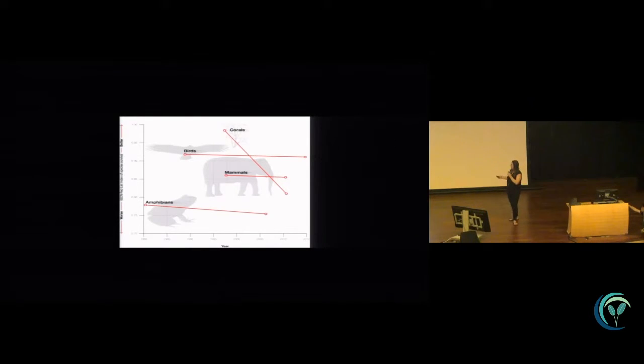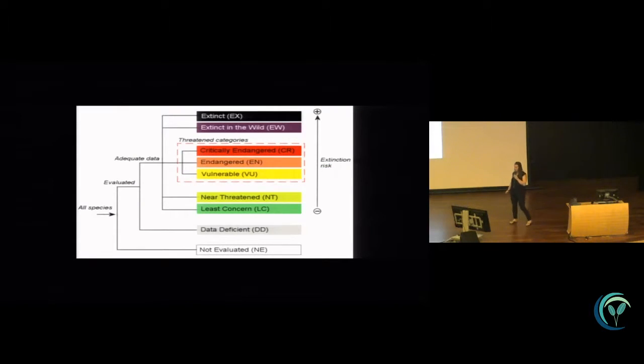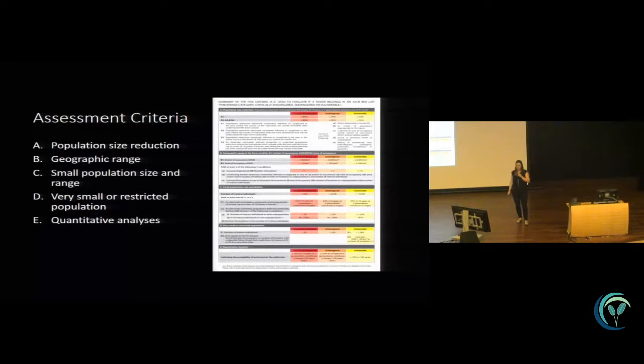And putting the data together, we can start to see trends in different species or groups of species around the world. What we're really focused on here is trying to identify populations or species that are vulnerable, endangered, or critically endangered. And we go through this assessment criteria, which the latest version came out in 2001, I believe. And basically the assessment criteria are one of these five.